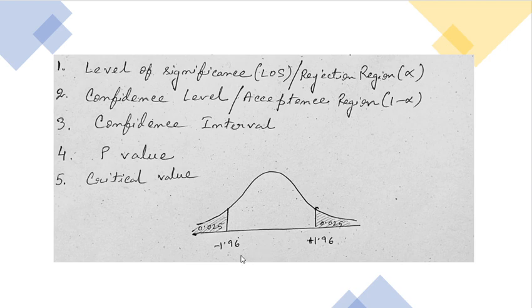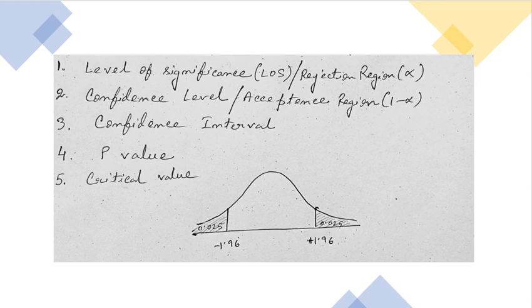Here you can see in this graph our level of significance or alpha is 5%. Both of these shaded regions are basically the rejection region. The rejection region is also known as the critical region. It is the set of values of the test statistic for which the null hypothesis is rejected.